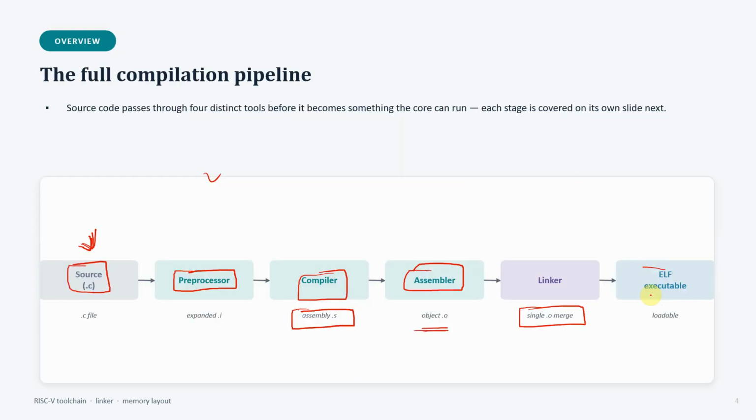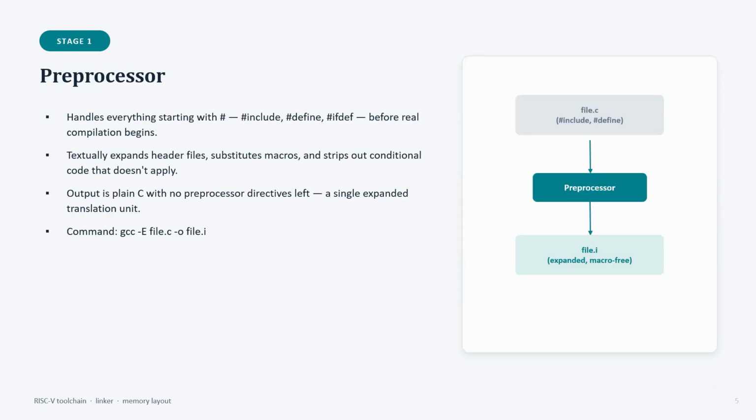Now, first of all, let us try to understand what a preprocessor is. The preprocessor takes a .c file, that means whatever C code we write. This preprocessor is stage one, where it is going to handle everything that starts with hash include, hash define or hash ifdef. These are all my macros, right? These are going to be expanded, along with whatever definitions and libraries we have.